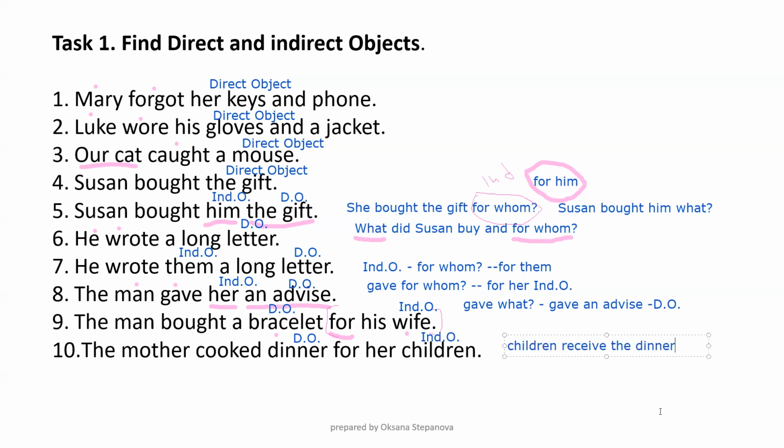All right, so if we just put it here that the indirect object receives the direct. So the children receive the dinner. So it works like this.